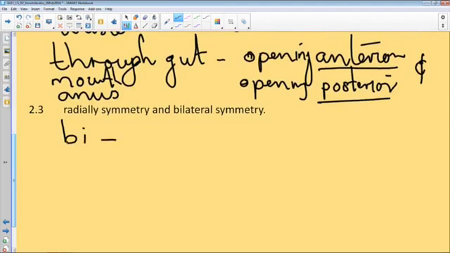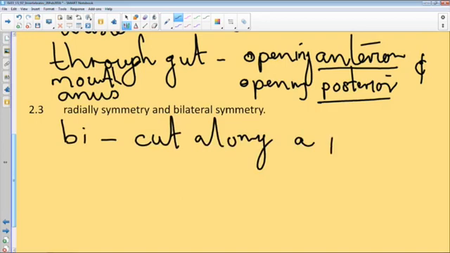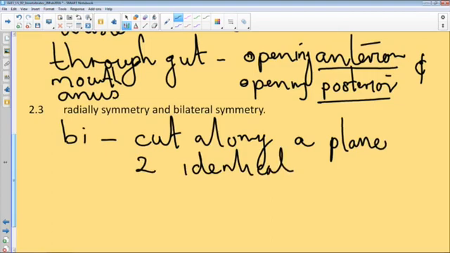So bilateral would refer to an organism that can be cut along a plane, and that produces two identical halves. So we're looking at two identical halves or mirror images.